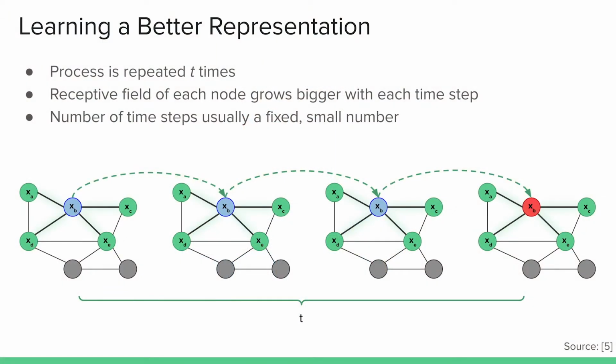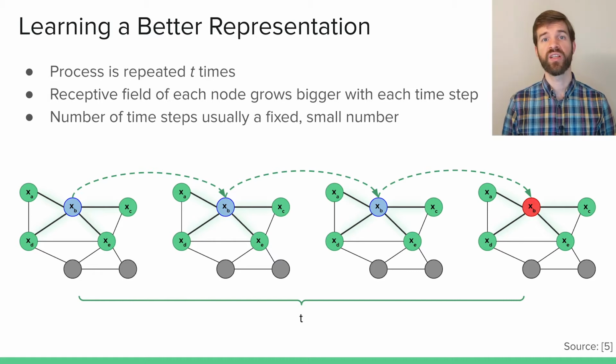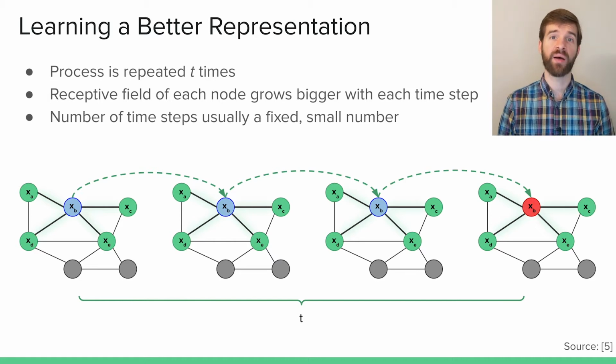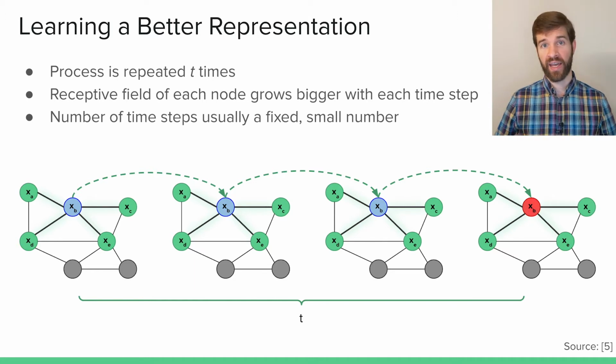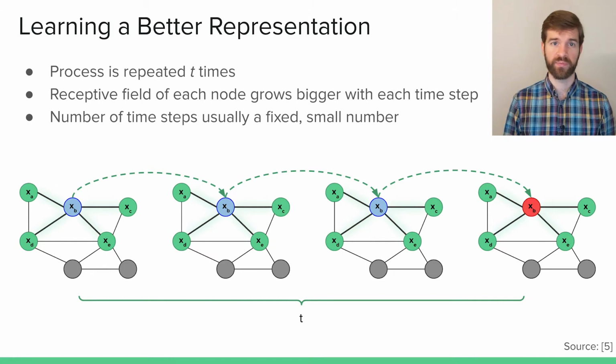And with each update step, our receptive field would grow bigger. Initially you can only see information from your neighbors, but in the next step you can already receive information from the neighbors of your neighbors. T is usually a fixed small number of time steps, and as you might have guessed, another hyperparameter that is up to us to optimize for.